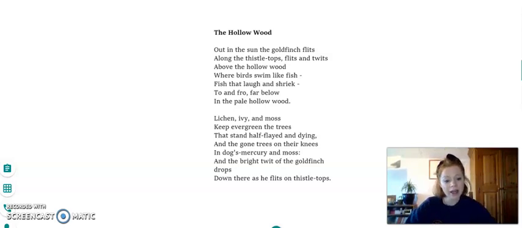So today we're going to look at The Hollow Wood by Edward Thomas. Edward Thomas is a poet who's sometimes called the first eco-poet. He was alive at the start of the 20th century, and he actually died in the First World War, although he's usually remembered as more of a nature poet than a war poet. So I'll have a little pause while we read the poem.